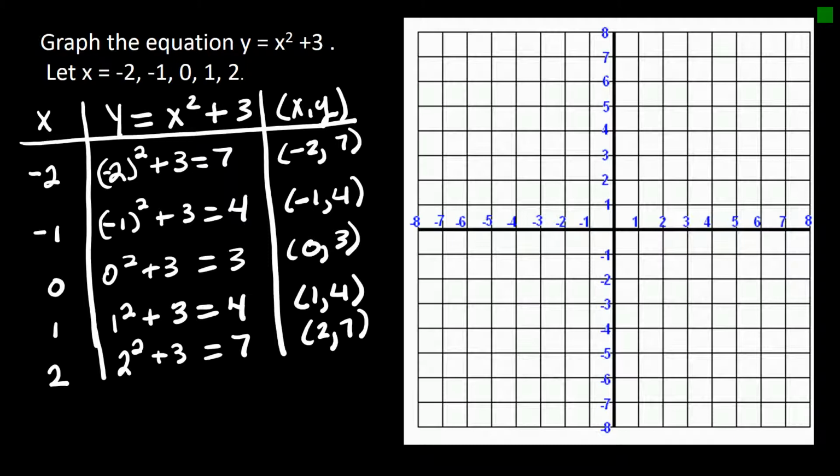Now we need to plot these points. Negative 2, 7 is here. Negative 1, 4 is here. 0, 3, 1, 4, and 2, 7. So what we have is a U shape. This is called a parabola.